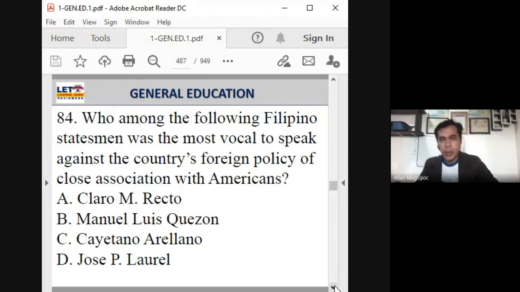Who among the following Filipino statesmen was the most vocal to speak against the country's foreign policy of close association with Americans? So anti-American ito siya. Ayaw niyang ang Philippines ay tied or connected with the Americans. Parang si Duterte, pero sa China siya kumabit.